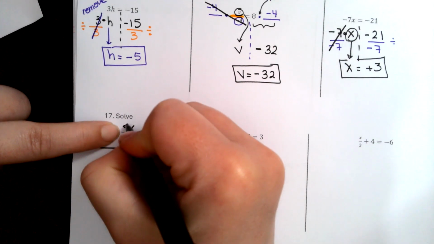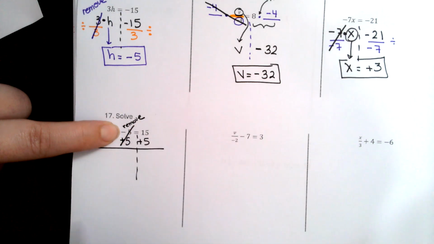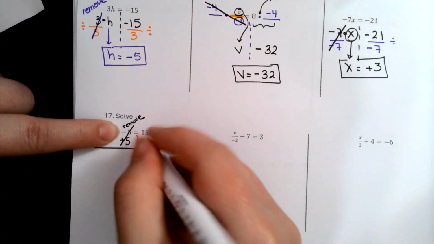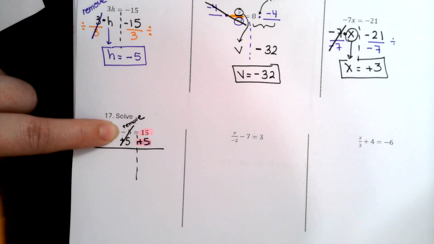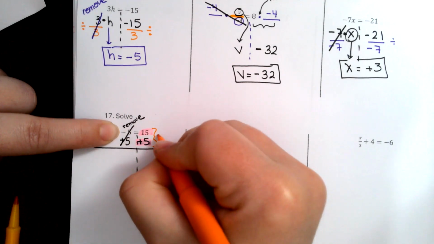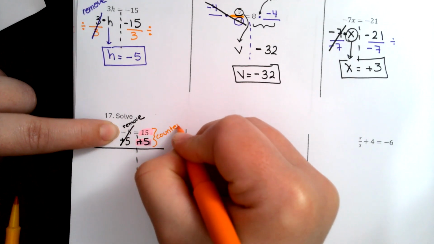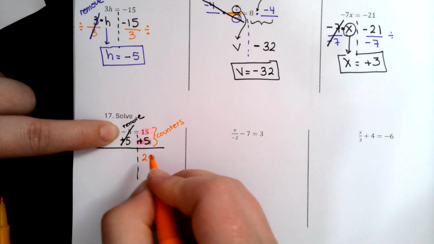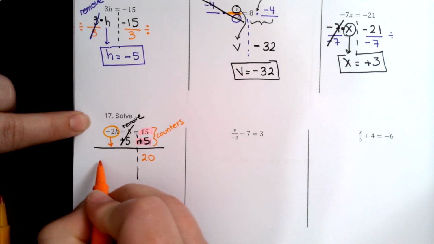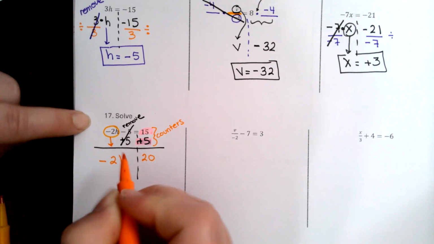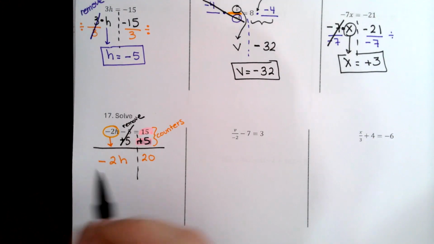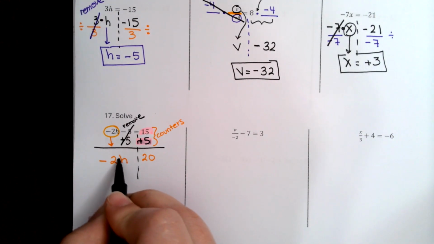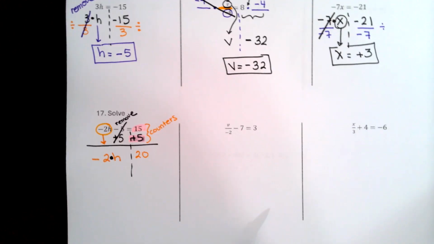On one side, our goal is to remove. On the other side, our goal is to add, subtract, right? This is adding. But right here, these are counters. So 15 plus 5 is 20. And then afterwards, you're going to bring down that -2h. Now, when you bring this down, remember, any number next to a letter is multiplication. So we can put that multiplication dot there.